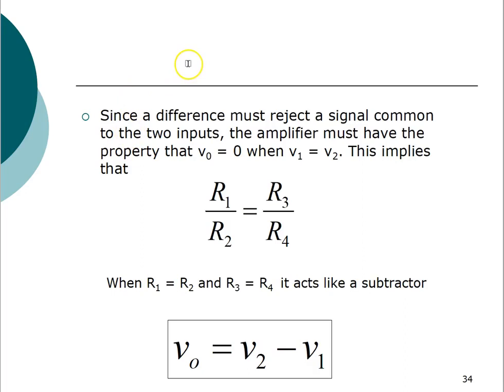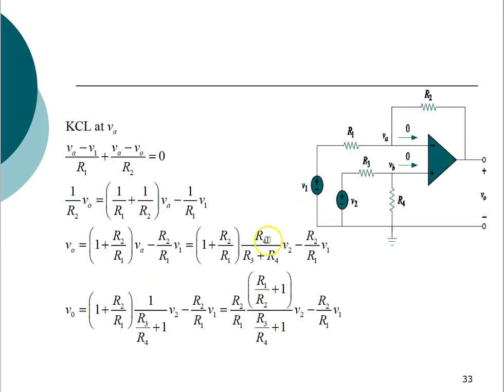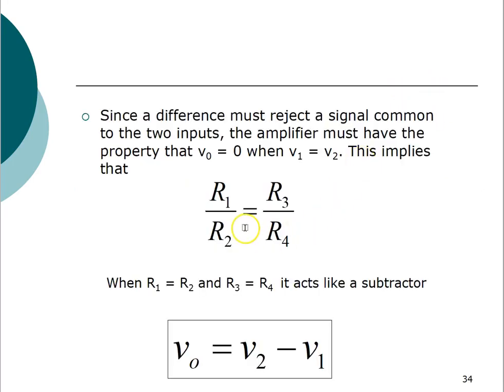Since a difference amplifier must reject a signal common to the two inputs, the amplifier must have the property that V0 is equal to 0 when V1 is equal to V2. This implies that R1 by R2 is equal to R3 by R4. This means the difference op-amp will work properly if the attenuation network resistors R3 and R4 are related to the feedback resistors R1 and R2 in this way, where R1 by R2 must be equal to R3 by R4. They should have the same ratio.